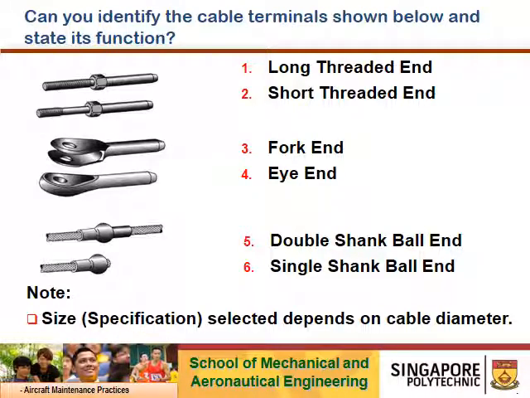So this is another exercise. Long threaded end, short threaded end. Which is a fork end, which is the eye end? Double shank eye, ball end, single shank. This is just for identification purposes. Eye end is this, fork end will be this. The size of various fittings will depend on the cable diameter used.